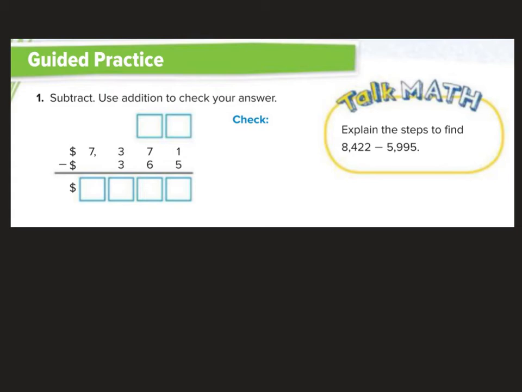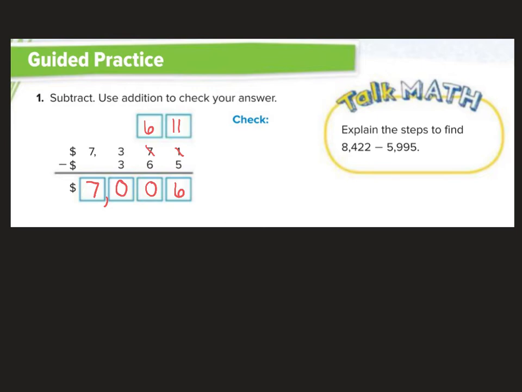Okay, here it says subtract and use addition to check your answer. Here we go. 1 minus 5. Can't do it. Go next door. Take 1 away from next door. Now I have 11 ones. 11 minus 5 is 6. 6 minus 6 is 0. 3 minus 3 is 0. 7 minus 0 is 7.